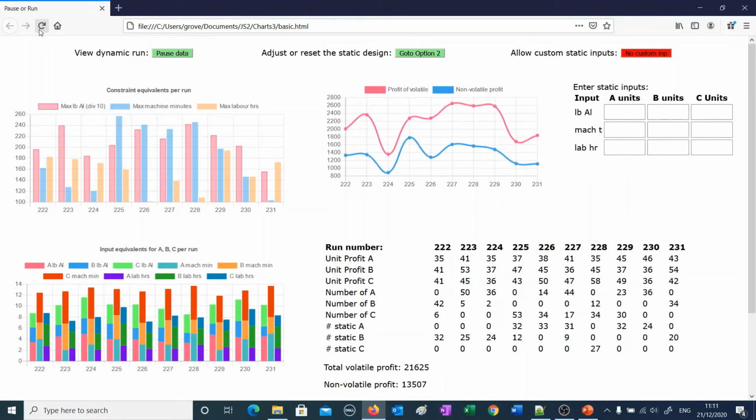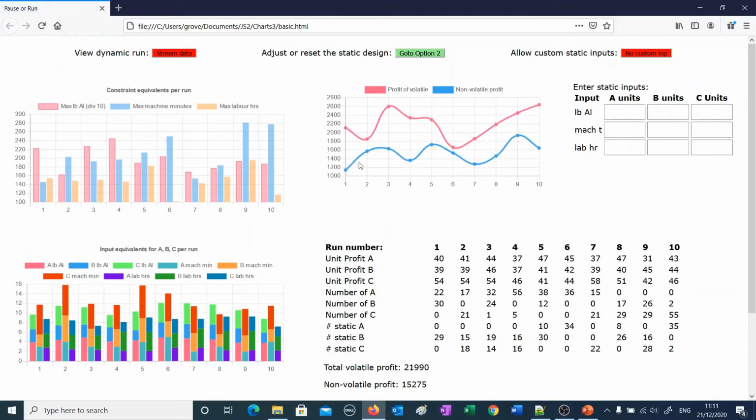My finance team has very kindly set up this JavaScript animated dashboard for me. And what I can see here in the top left-hand side is the various resource constraints for the different production runs, up to 10 production runs at a time. I have changed these to equivalent units so that I can plot all of them on a single set of axes. Similarly, on the lower left-hand side, this stacked bar chart shows me the equivalent inputs for the different boats for the different production runs.